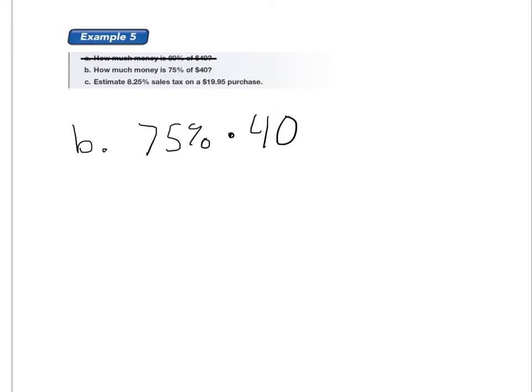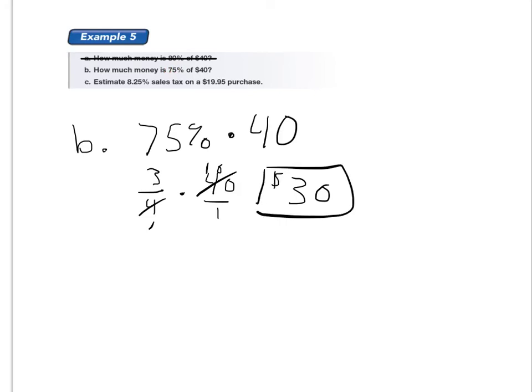I'm going to convert it into a fraction just because I like working with fractions better. So that's 3/4 times 40. And I know I can put that over 1. I can cross reduce. 3 times 10 is 30. And on the bottom I got 1 times 1, so that's just 1. And it says how much money is 75% of $40? So that means I should have $30. Now you could have easily made this 0.75 and multiplied it by 40 and gotten the same answer.